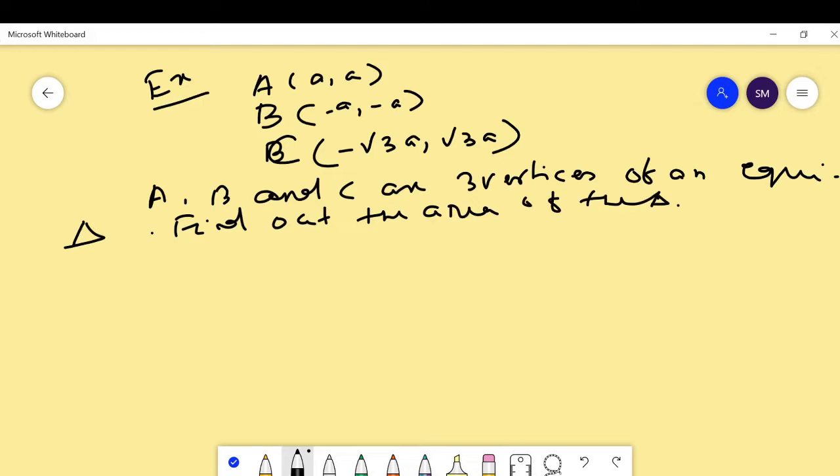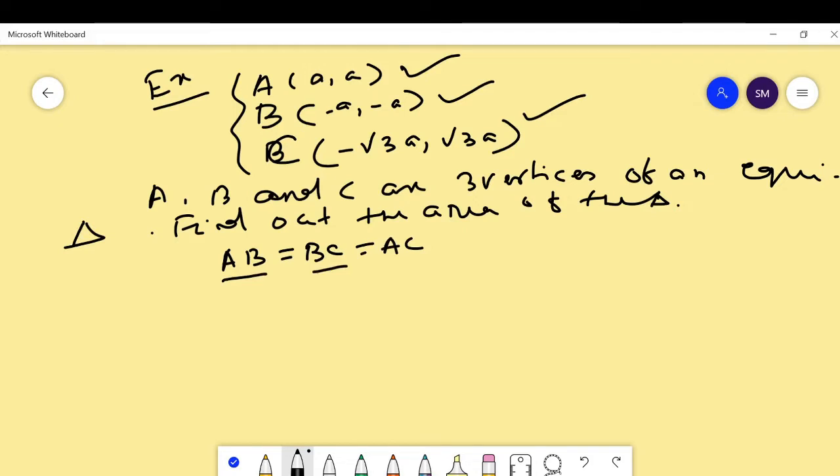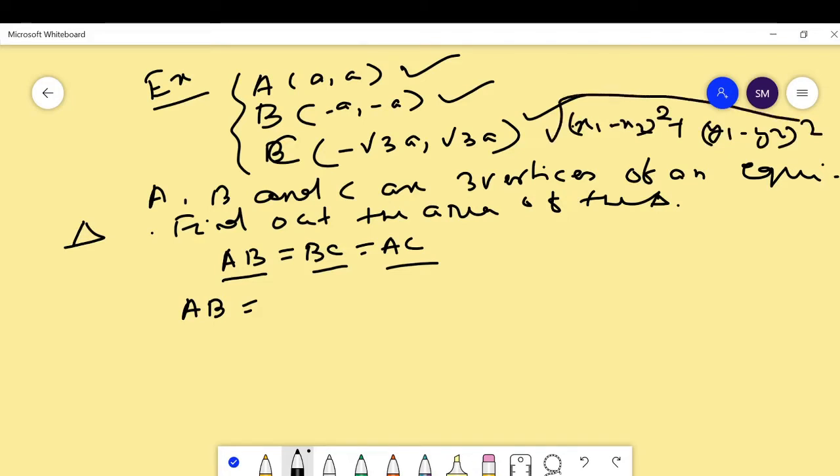To prove A, B, C are the vertices of an equilateral triangle, we have to show that side AB is equal to side BC is equal to AC. We can find the lengths AB, BC, AC by using the distance formula. Recall the distance formula: the square root of (x1 minus x2) whole square plus (y1 minus y2) whole square.